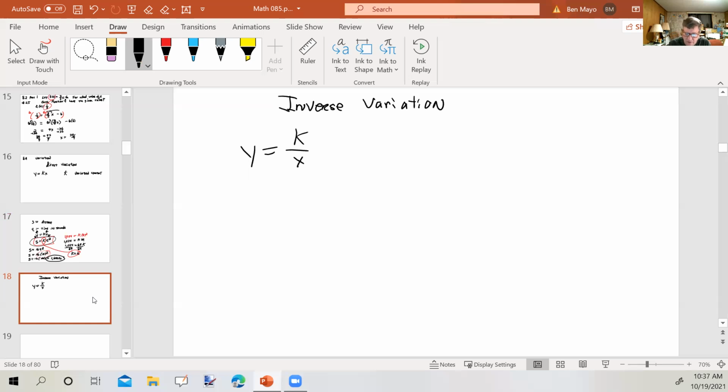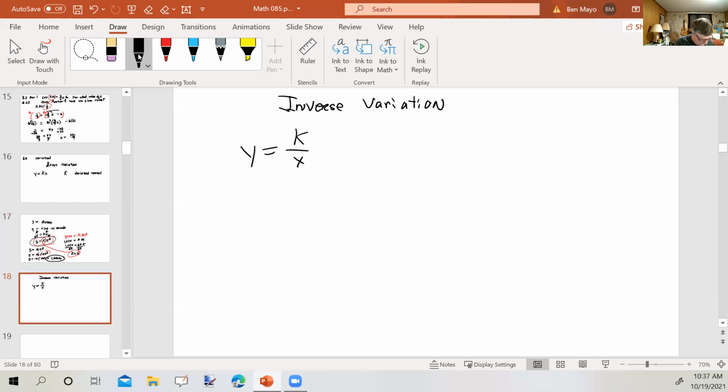In this situation, as x increases, y decreases. As x decreases, y increases. So there's an inverse variation. One goes up, the other goes down, one goes down, the other goes up. Okay.